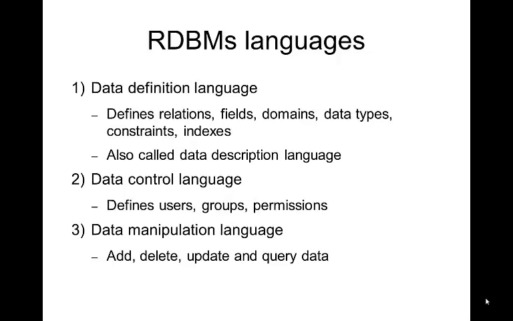You need what's called a data control language, a language that defines users, groups, and permissions on those users, so that controls access to the database. And you also need a data manipulation language that allows you to add, delete, update, and query data stored in your database as defined by your data description language. So you've got three types of things to do: defining your database, controlling access to your database, and actually interacting with the data in your database.